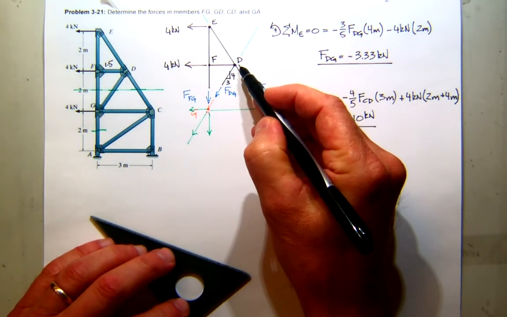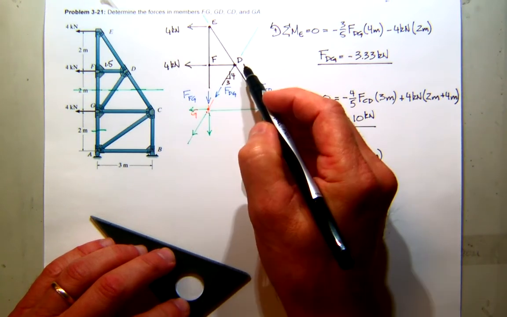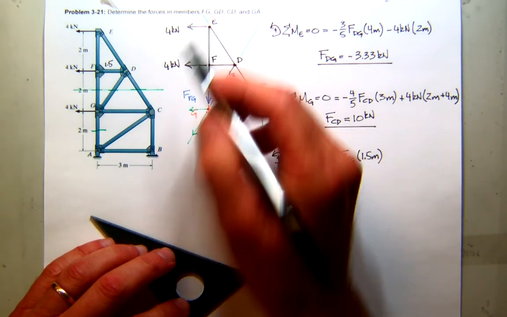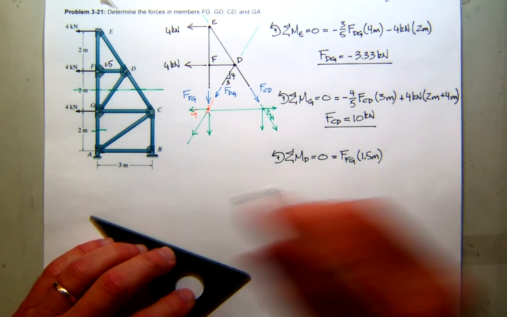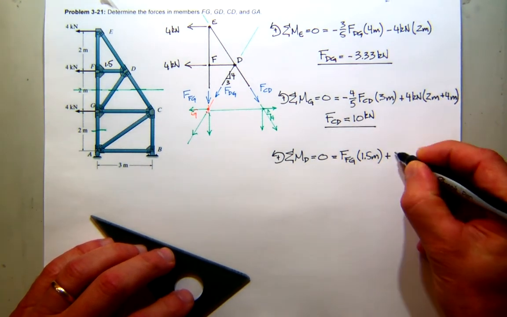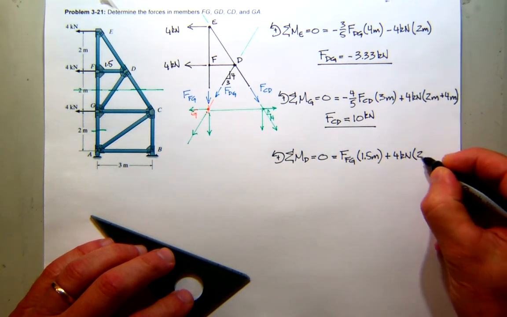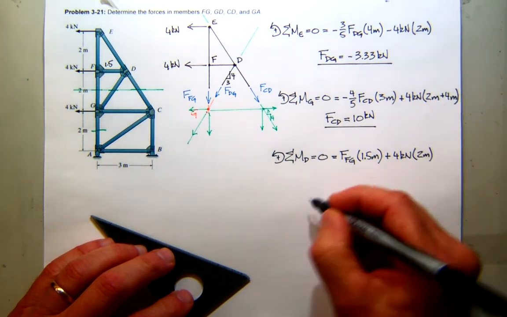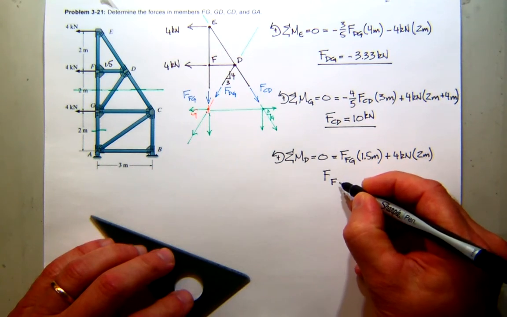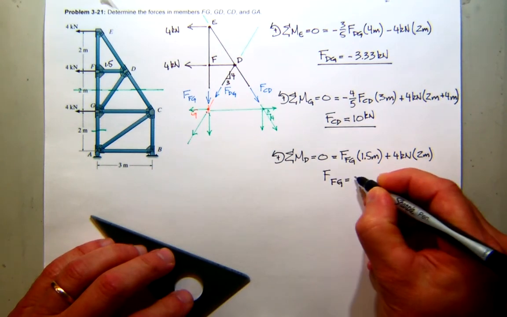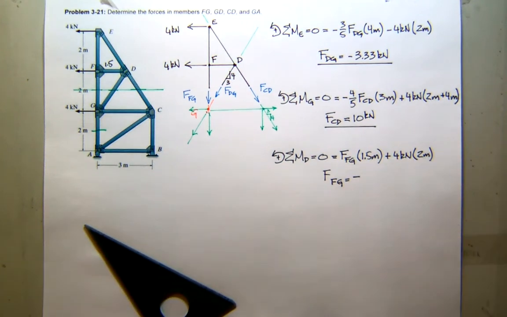Then who else creates moment about D? Not this force, right? It passes through D, so it would just be this 4 kip up here, and it creates what kind of moment? Positive or negative? Positive. And what's the moment arm? 2 meters. So it looks like the force in FG is going to be negative, or compression, and whatever 8 divided by 1.5 is.